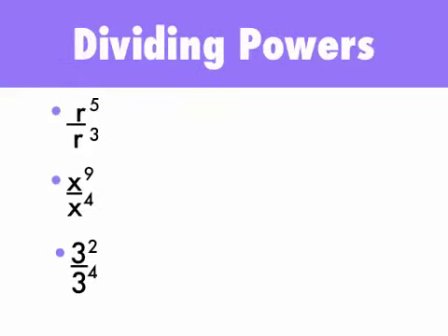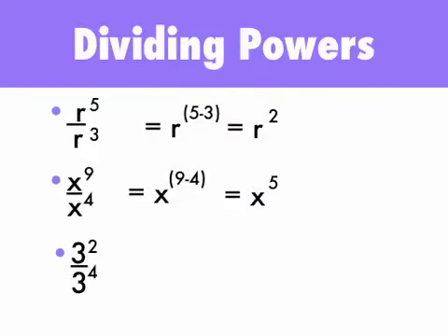When I'm dividing powers that have the same base, I am actually going to end up subtracting the exponents. It's always the top exponent minus the bottom exponent. So for the first example, r to the 5th divided by r to the 3rd, I'm going to have r to the 5 minus 3, which is 2. So my answer is r squared. For the x to the 9th divided by x to the 4th, I'm going to subtract the exponents, 9 minus 4, and I'm left with x to the 5th power.